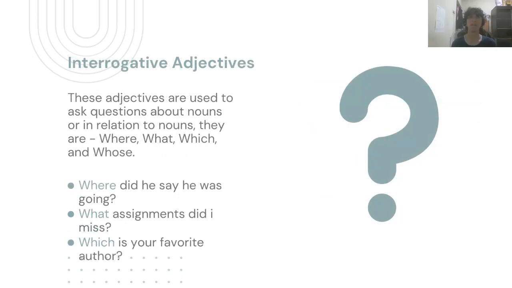Interrogative adjectives. These adjectives are used to ask questions about nouns, or in relation to nouns. They are where, what, which, and whose. For example, where did he say he was going? What assignments did I miss? Which is your favorite author?